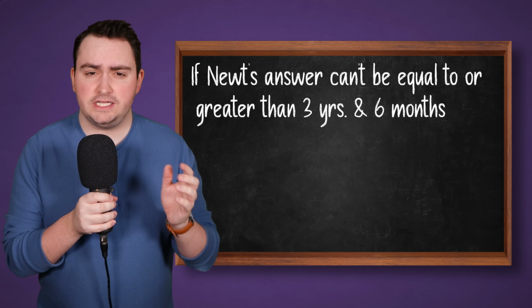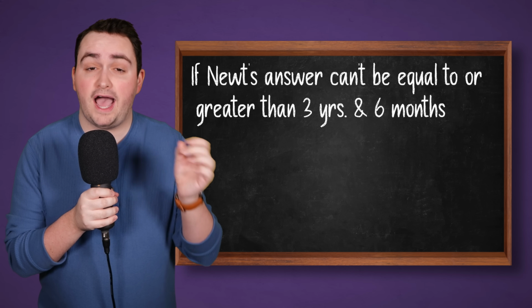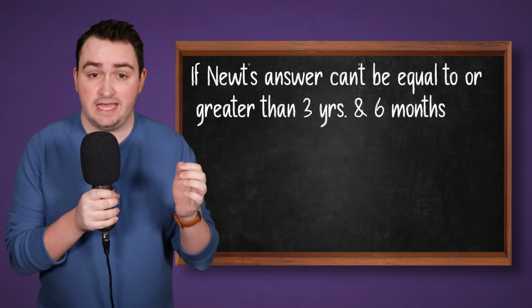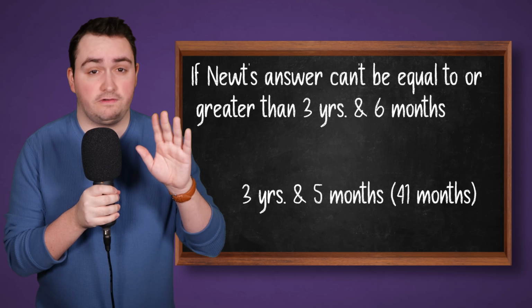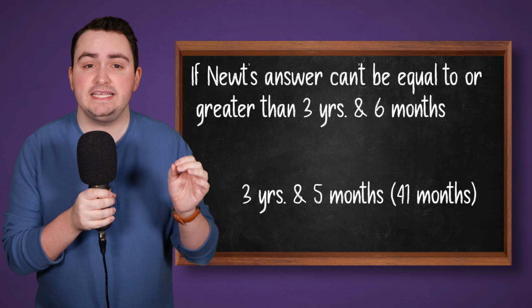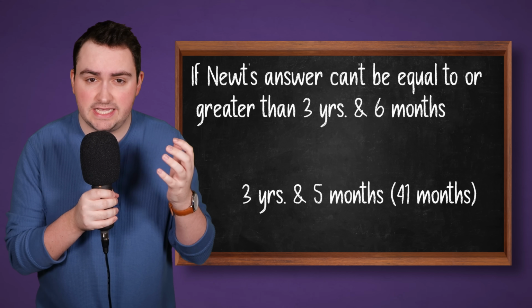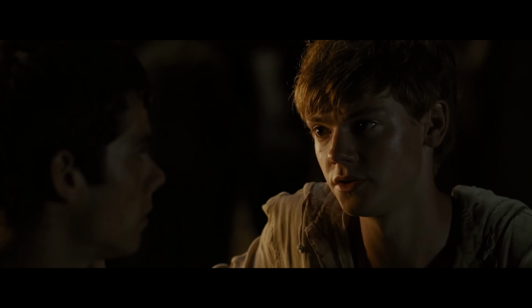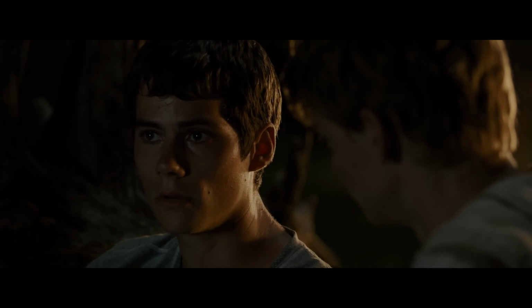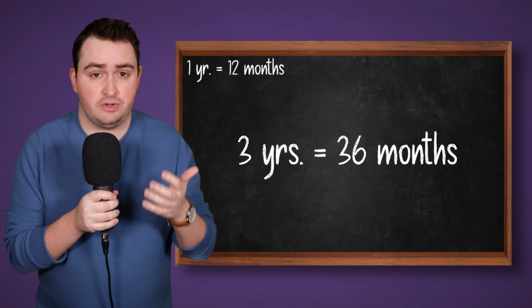So if we can acknowledge that it can't be equal to or higher than 3 years and 6 months, then 3 years and 5 months, or 41 months total, is the highest number of months Newt can mean when he says 3 years. Now that's the concept of if he was just being very general about the time frame, but he might seriously mean an exact 3 years, or 36 months. We don't know for sure.